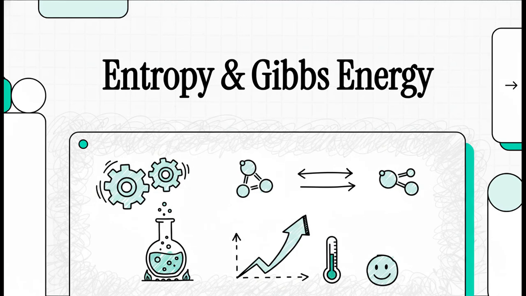Welcome to this explainer. Today, we're diving straight into one of the most fundamental mysteries of thermodynamics. Have you ever wondered why some chemical reactions just happen entirely on their own? And more importantly, how on earth can we mathematically predict them?